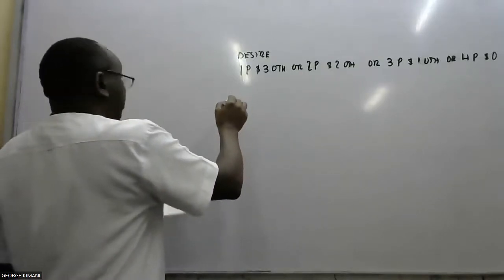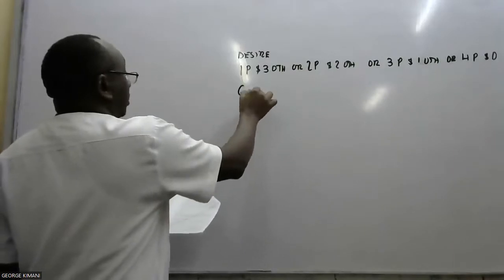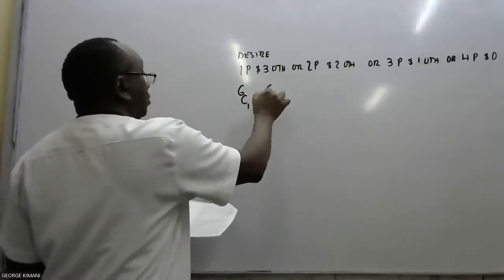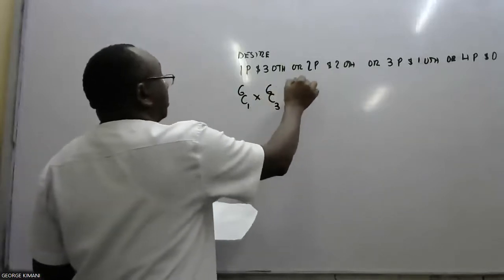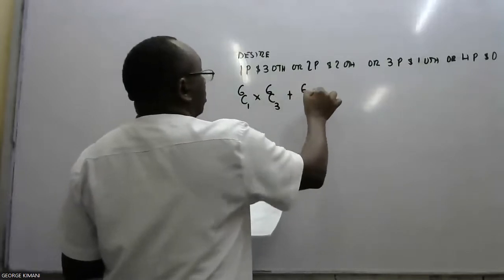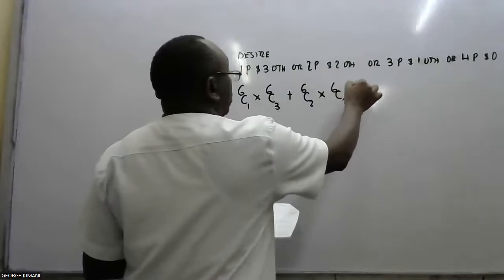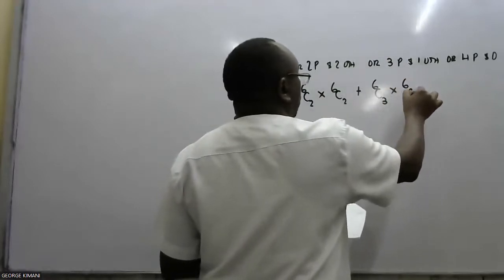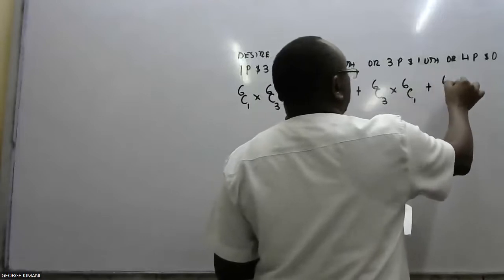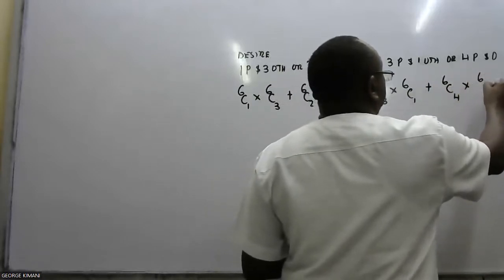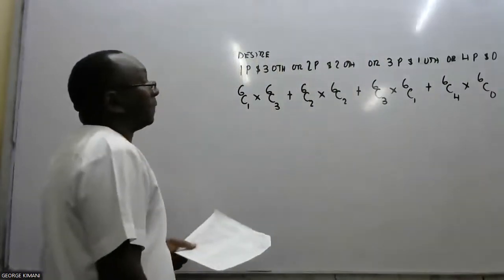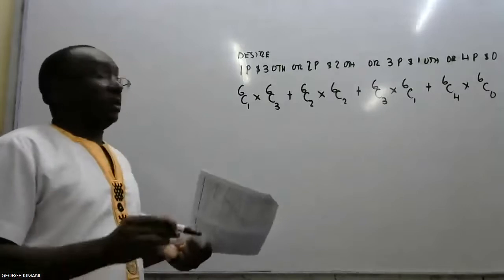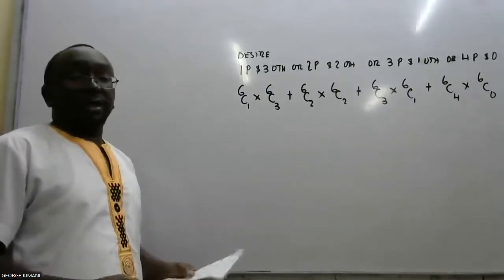From purchase, we have six guys. So we'll say 6 choose 1, and from the other six, choose 3. Plus 6 combine 2 and 6 also choose 2, or 6 choose 3 and 6 choose 1, or 6 choose 4 and 6 choose 0. So put them in the calculator that way, all of them. 6 combine 1 times 6 combine 3 plus the rest.